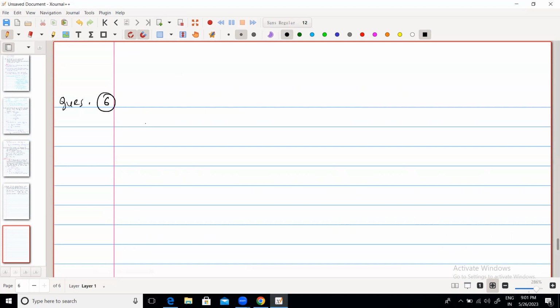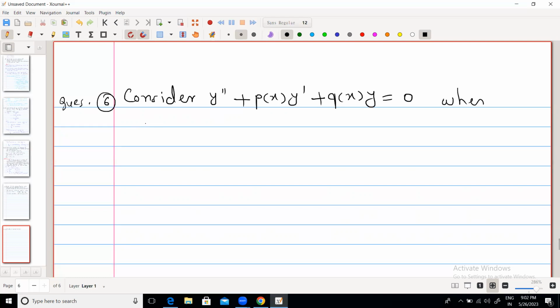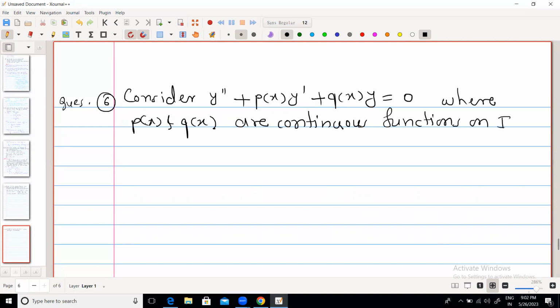Question number 6. Consider y double dash plus p of x y dash plus q of x y is equal to 0, where p of x and q of x are continuous functions on R.